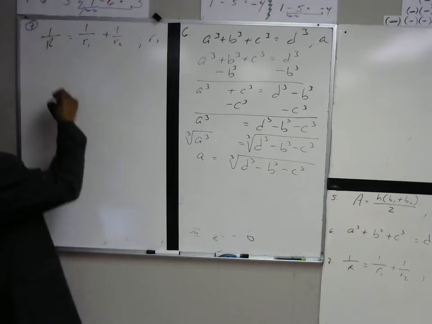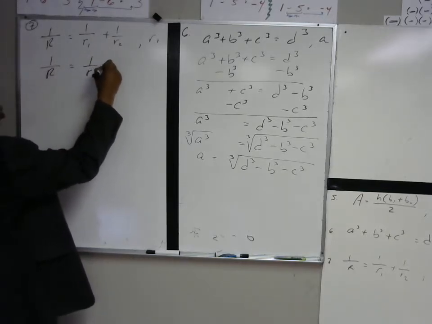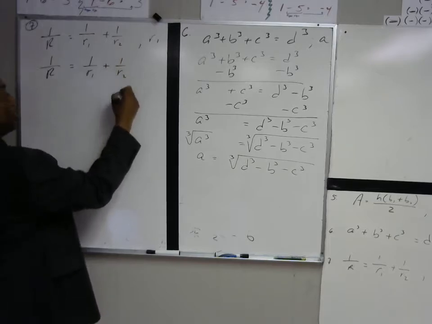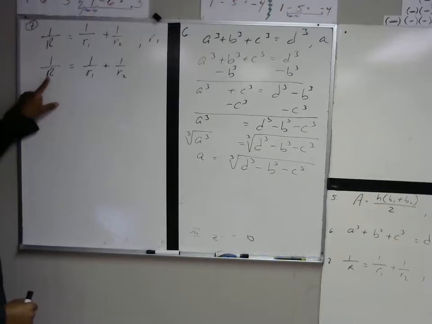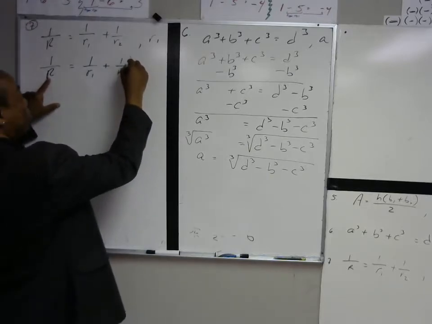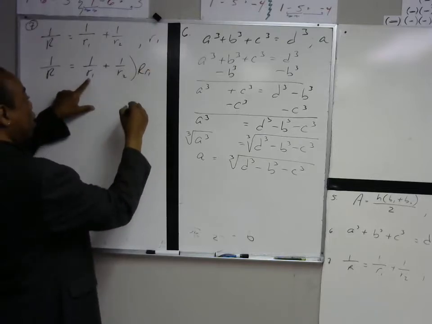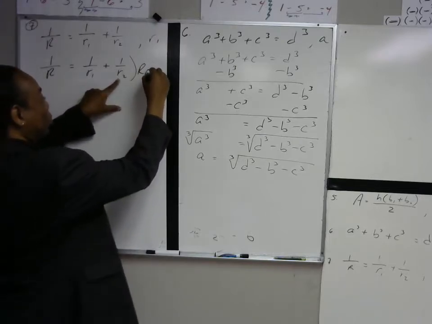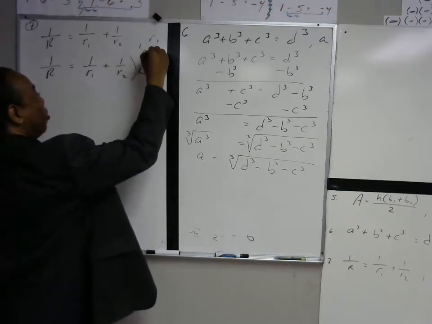Okay. Now the first problem that we have is that we have denominators here. So we're going to find the least common denominator. The least common denominator has to have a big R in it. It's also going to have an R1. And it's also going to have an R2. So this right here ends up being the least common denominator.